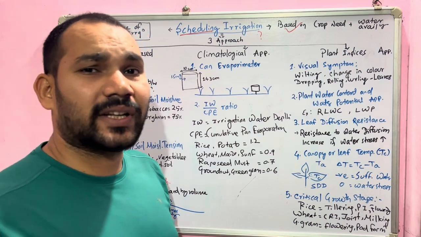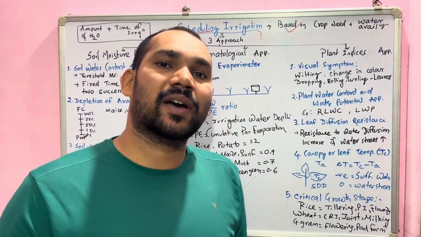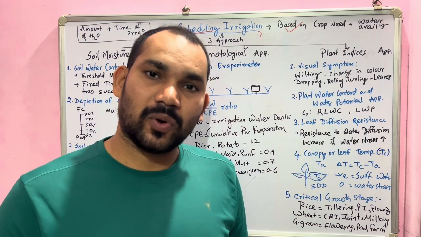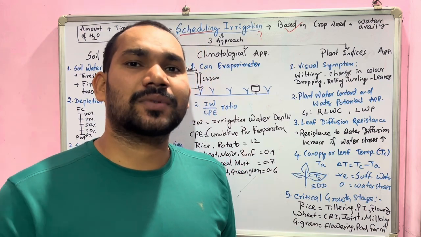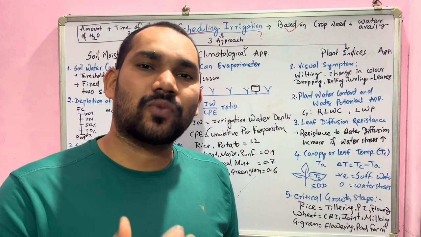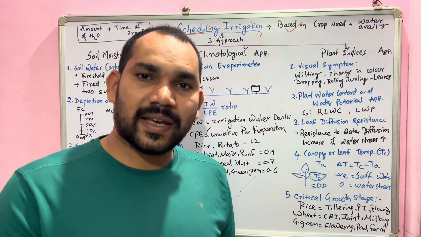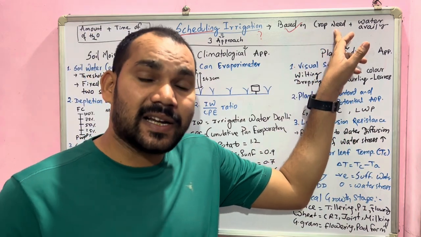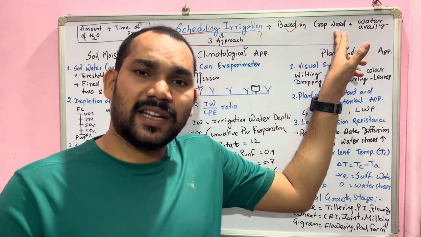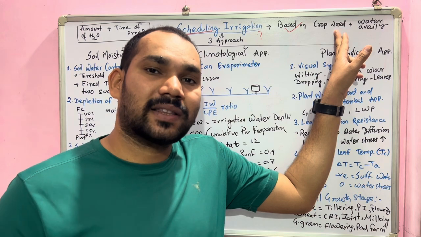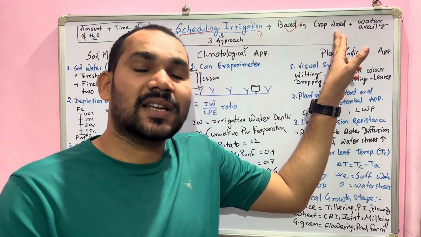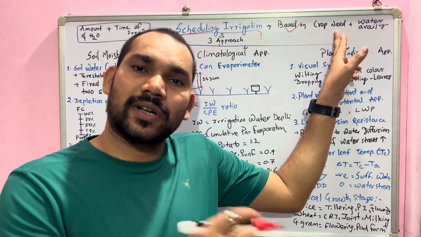That means, as you know, there are some crops which will require less amount of water, like drought resistant crops. Okay. And there are some crops which require more amount of water. For example, rice and sugarcane require more amount of water. So based upon the crop need, and as you know that in any crop there are different growth stages, and according to the different growth stages, the water requirement is also different.